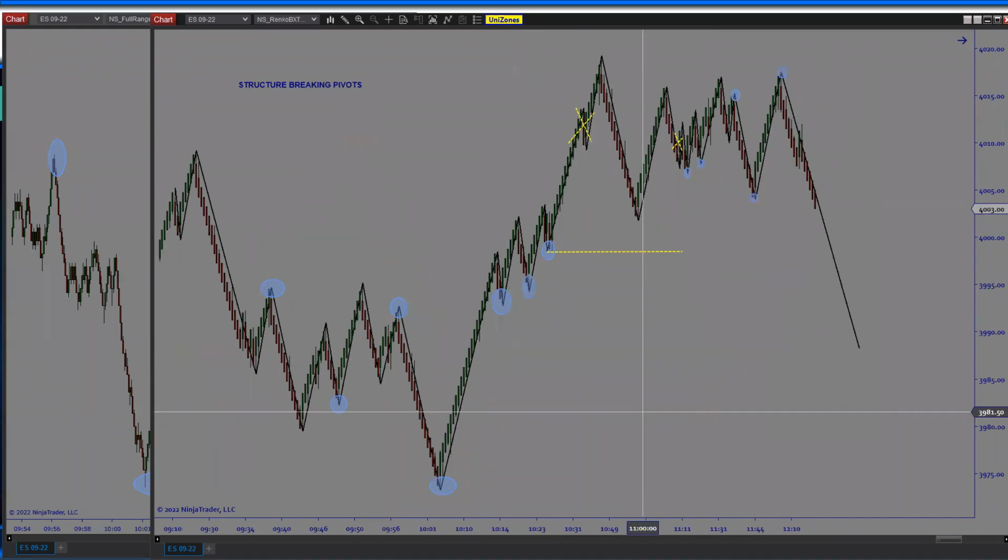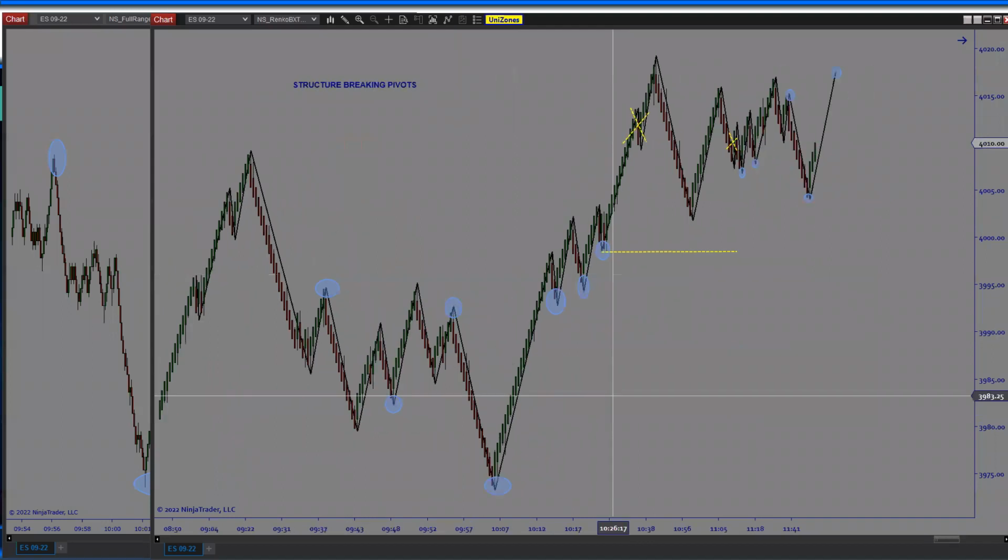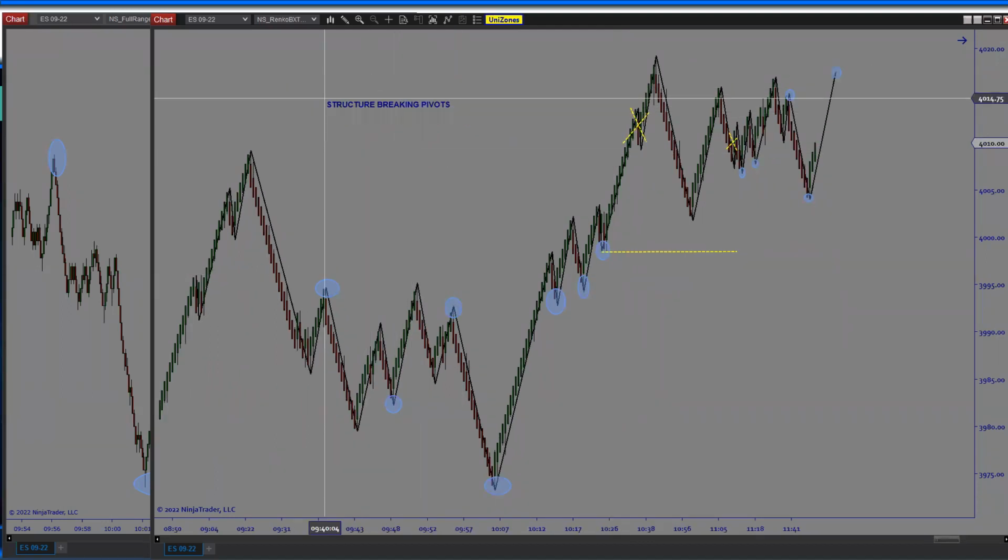Now what we need to identify is when the market breaks through a structure breaking pivot. This is deep dive stuff, so just bear with me. I'll get you notes and we'll get you videos and all that. When the market breaks the structure breaking pivot, we're just going to abbreviate that. Okay, let's do this. So we know structure breaking pivot, that's when the bias changes.